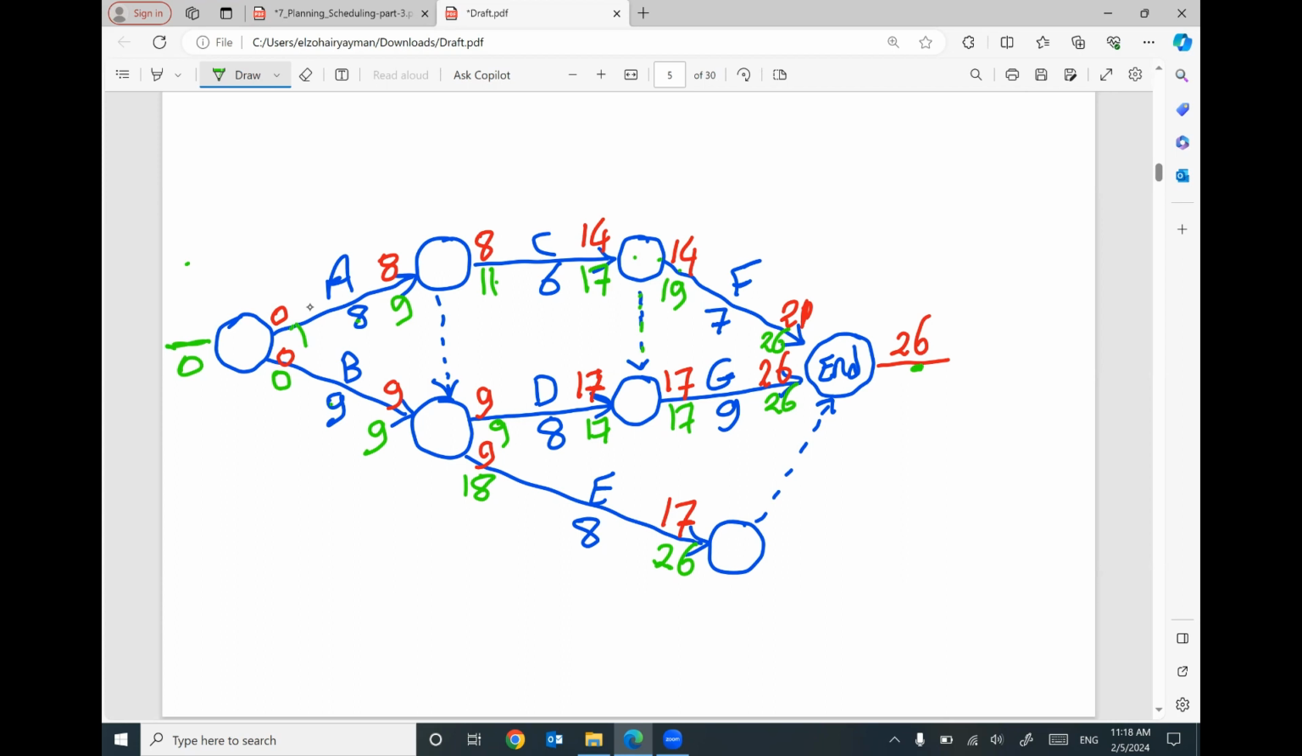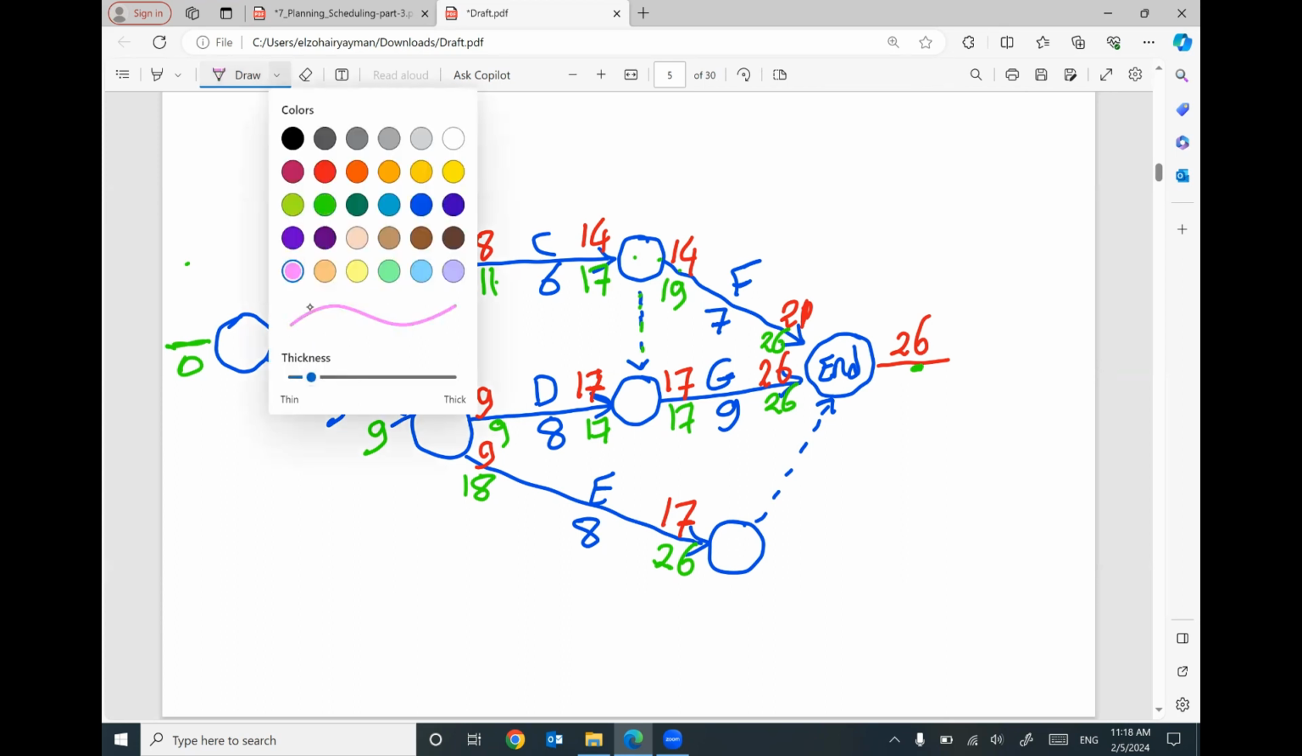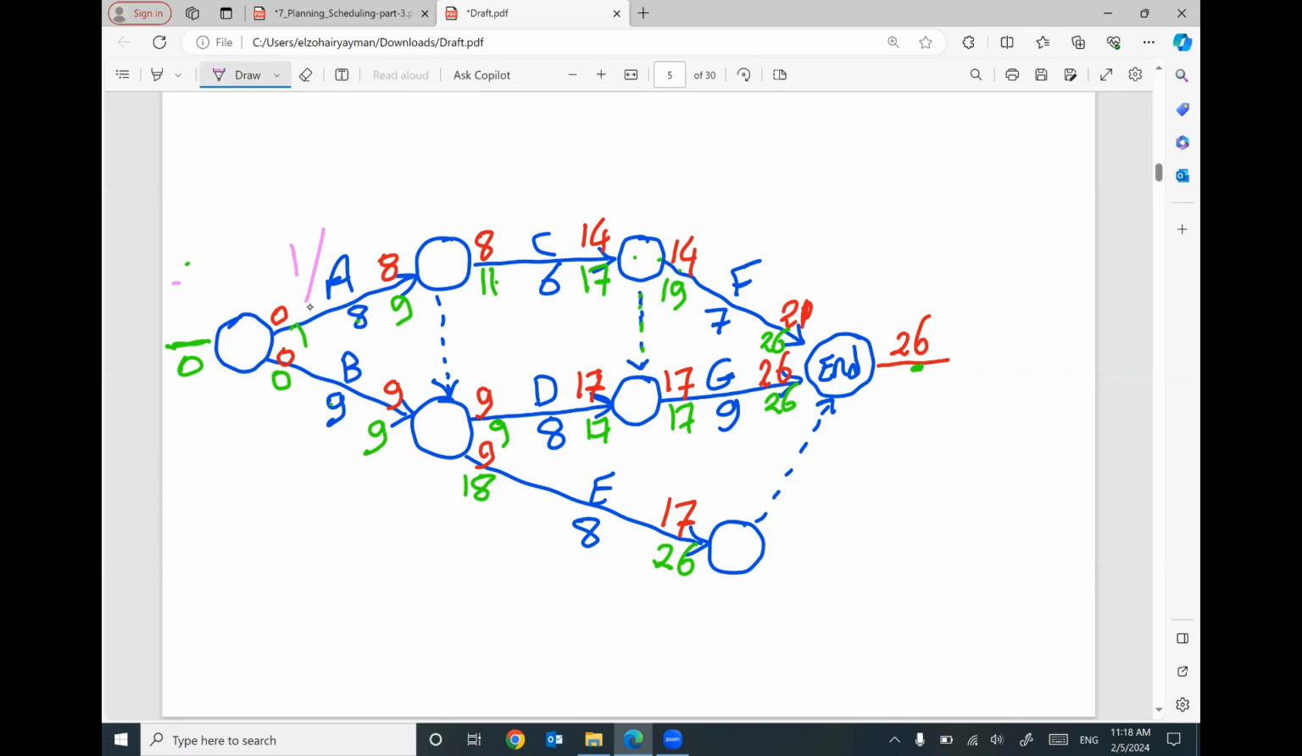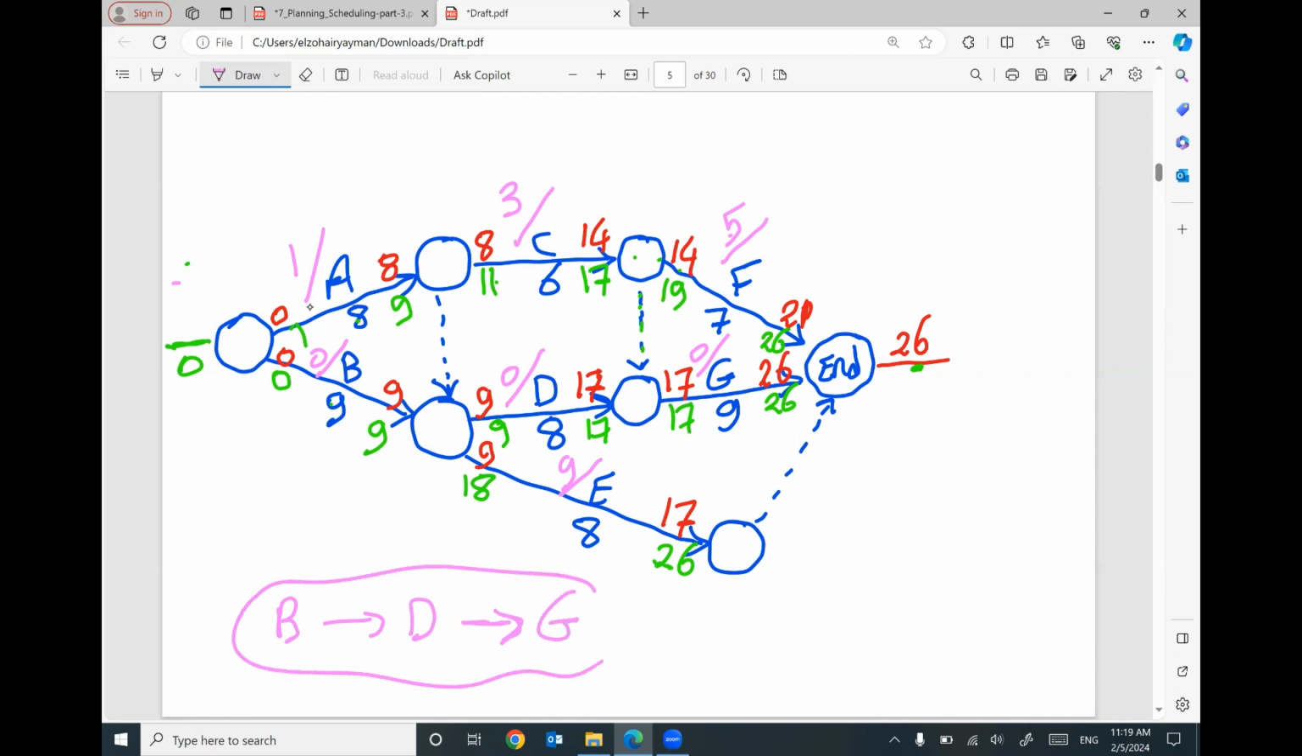So now I can start to figure out the total float for each activity. We have here 1, we have here 3, we have here 5, we have here 0, we have here 0, we have here 9, we have here 0. So the critical path will be activity B to activity D to activity G. This is called the critical path.